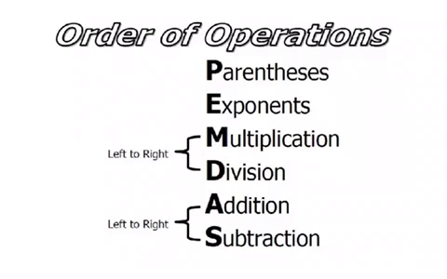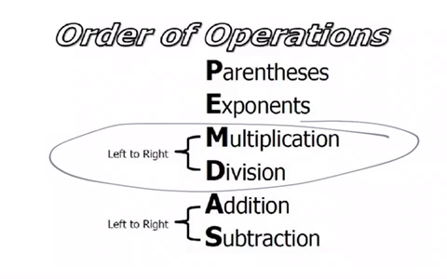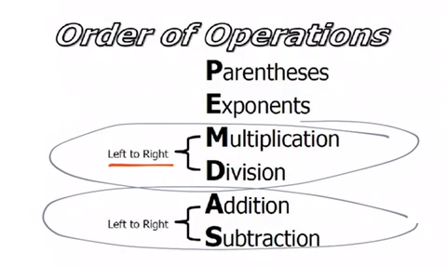Always do what's in the parentheses first. Next is the exponents. After that, multiplication and division. Here, you don't always multiply first or multiply before you divide. You do whatever comes first from left to right. That's something that will confuse students often. You do the same thing when you add and subtract. You don't always add before you subtract. You do whatever comes first, left to right, as you're moving through the expression.